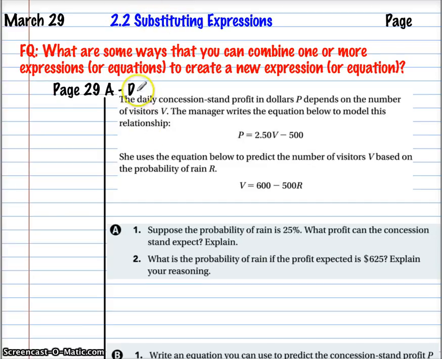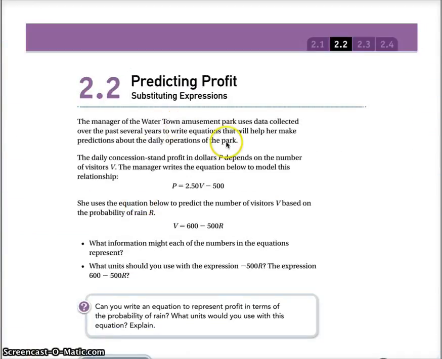Okay, so it says the daily concession stand profit in dollars P depends on the number of visitors V. So actually, let's go to the textbook so we can see what it looks like. The manager of a Watertown amusement park uses the data collected over the past several years to write equations that will help her make predictions about the daily operations of the park. The daily concession stand profit in dollars P depends on the number of visitors V. The manager writes the equation below to model the relationship. So profit is equal to 2.5 times visitors minus 500. I'm going to assume 500 is like operating costs or something.